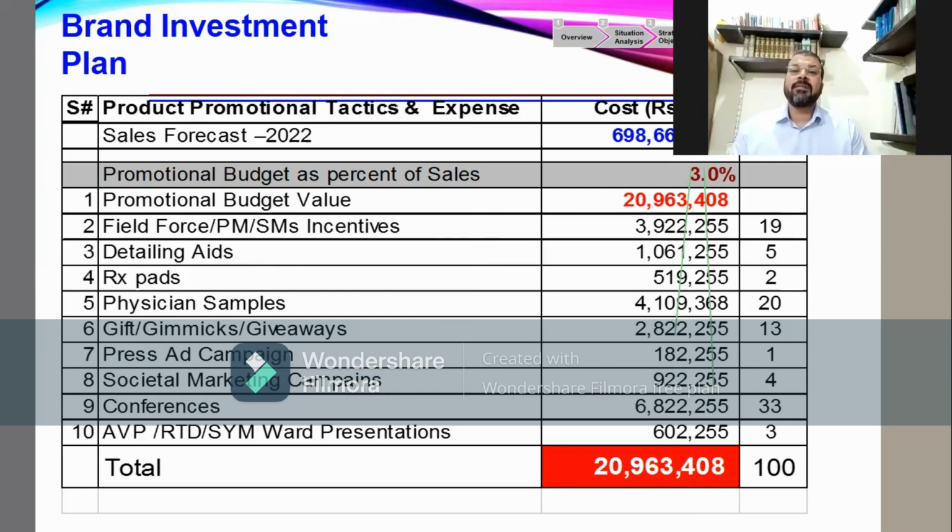If you will be giving press ad campaigns, again, I shared with you that you cannot have your press ads in Dawn or the print media. You can have it in journals of medicine, in journals which are specific for doctors.